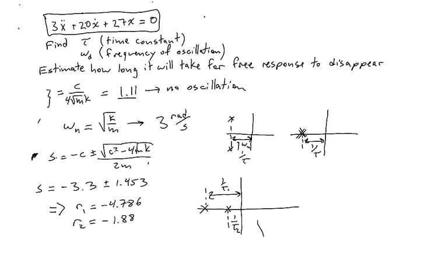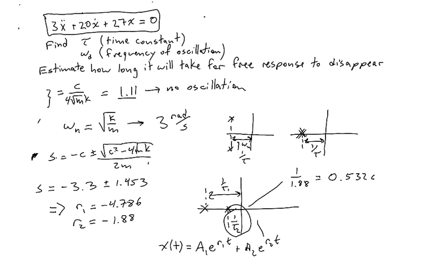So that kind of makes sense because if you remember, the response of an overdamped system looks like this: A1 e to the R1t plus A2 e to the R2t, right? So it's an addition of two exponentially decaying functions. So which one dominates the response? It's always going to be the slowest of the two. And this one happens to be the slowest one because it's going to be 1 over 1.88.